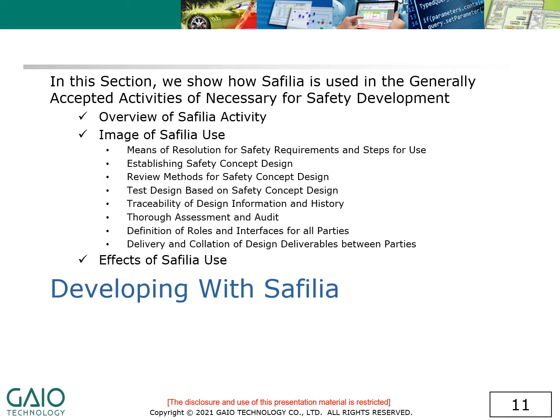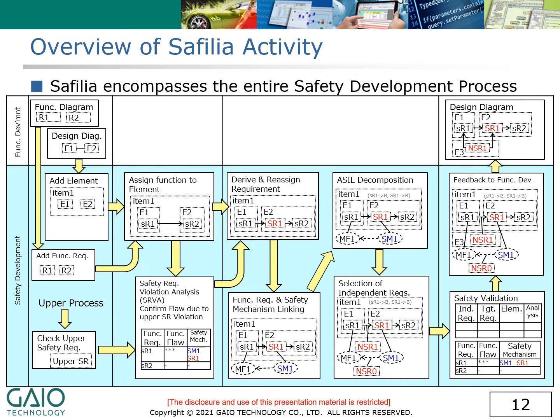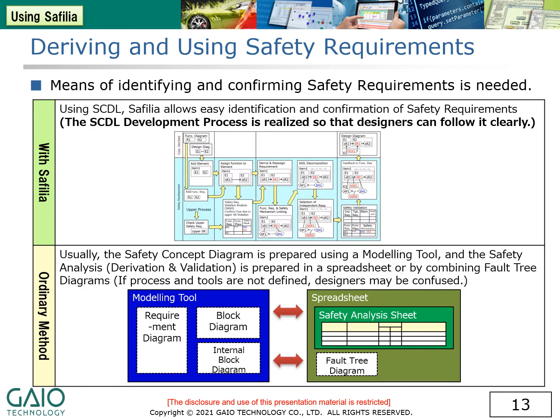Safilia can be used in practically all of the activities necessary for safety development. This means that Safilia can be the one unified tool needed to cover the entire process. The safety concept description language is a means of explaining safety concepts and designs in an easy-to-understand, standardized format. Safilia also supports safety design requirements and concepts such as FMEA and FTA. Hazards and risks and their countermeasures can be identified, described, and traced easily.